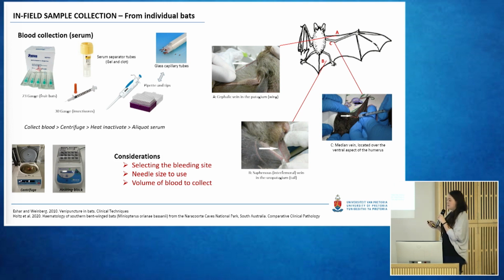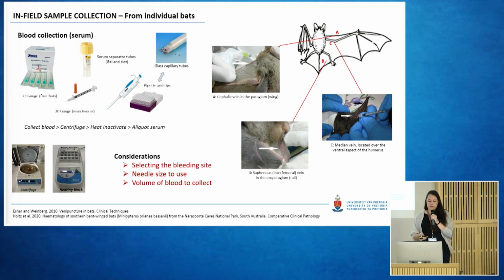The wing is actually much easier to control the bat, hold it down, and to get the blood from. So obviously your needle size is very important, and is also dependent on the size of your bat. We currently use 23 gauge needles for the fruit bats, and the very small 30 gauge needles for the insectivorous bats.